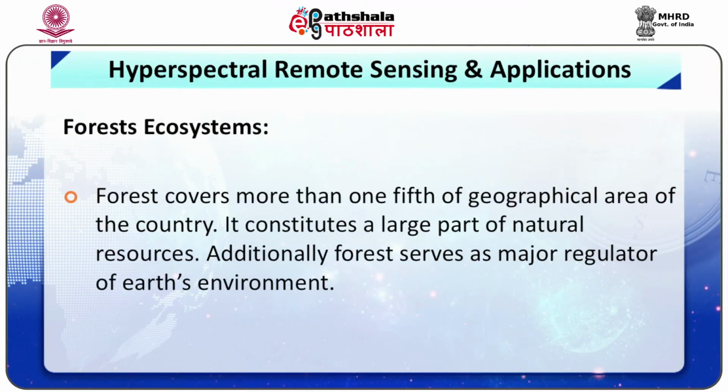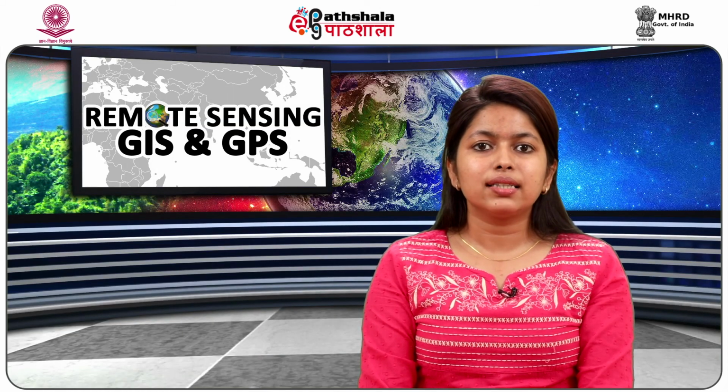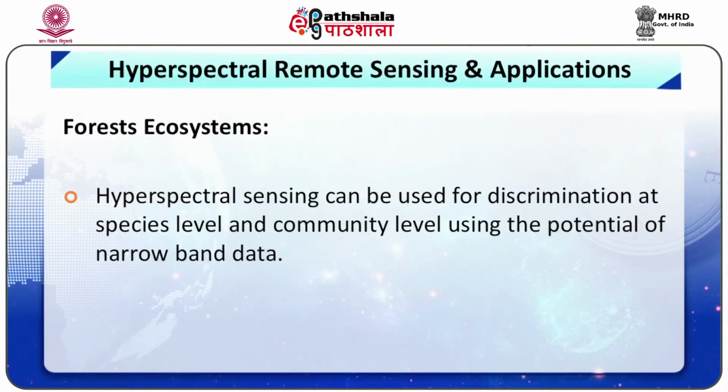The sixth application of hyperspectral remote sensing lies in the area of forest ecosystems. Forest covers more than one-fifth of the geographical area of the country and constitutes in large part the natural resources. Additionally, forest serves as the major regulator of the Earth's environment. Remote sensing techniques related to optical remote sensing are in a matured state. In order to enhance the application of remote sensing data for forestry, hyperspectral sensing can be used for discriminating at the species level and community level using the potential of narrowband data.